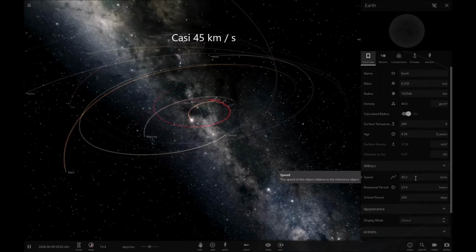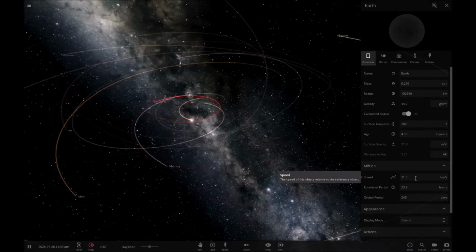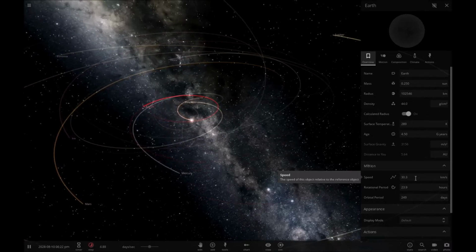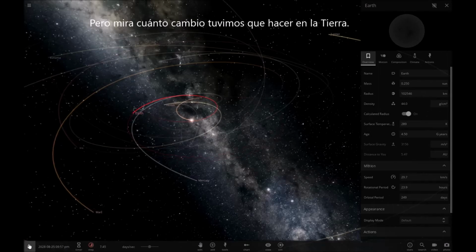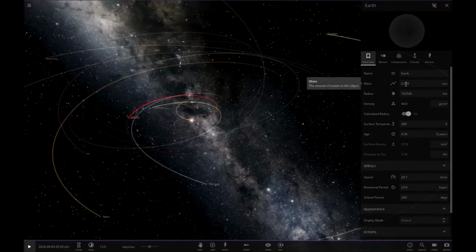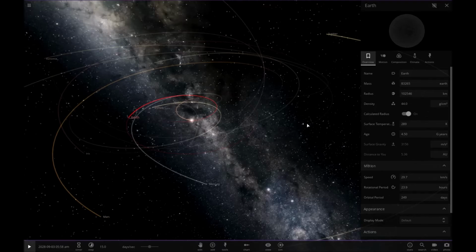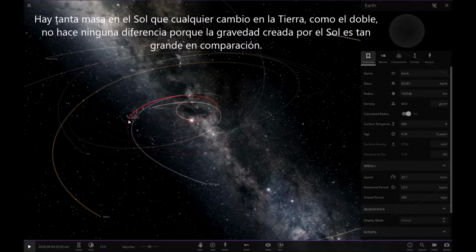Almost 45 kilometers a second, and then down to almost 30 kilometers a second. But look at how much of a change we had to make, though. And a lot of it has to do with, here's a quarter of the sun. How much is a quarter of the sun compared to the Earth? A quarter of the sun is 83,000 Earths.